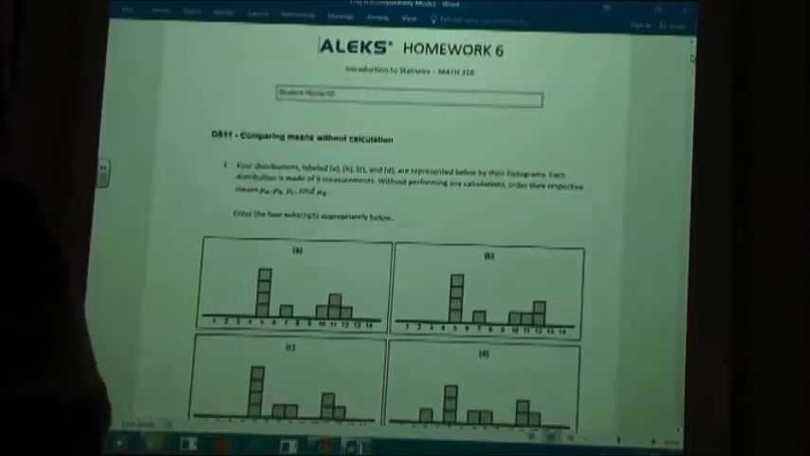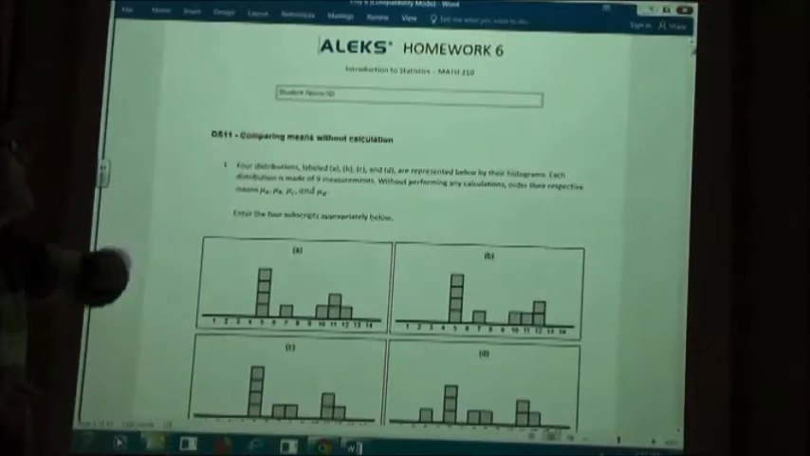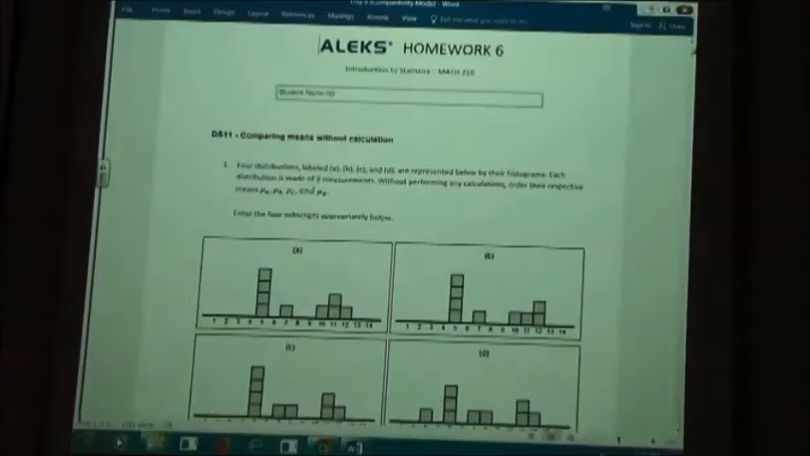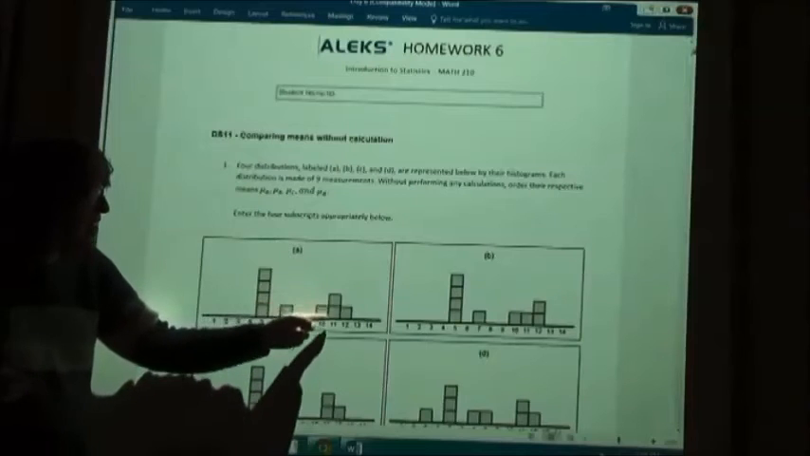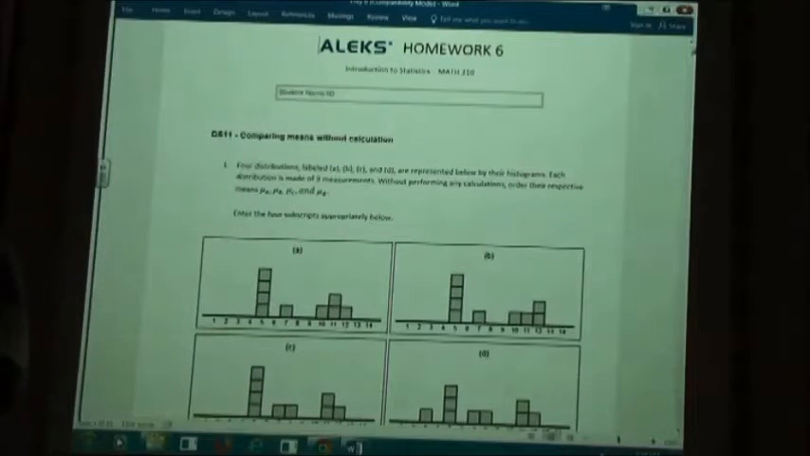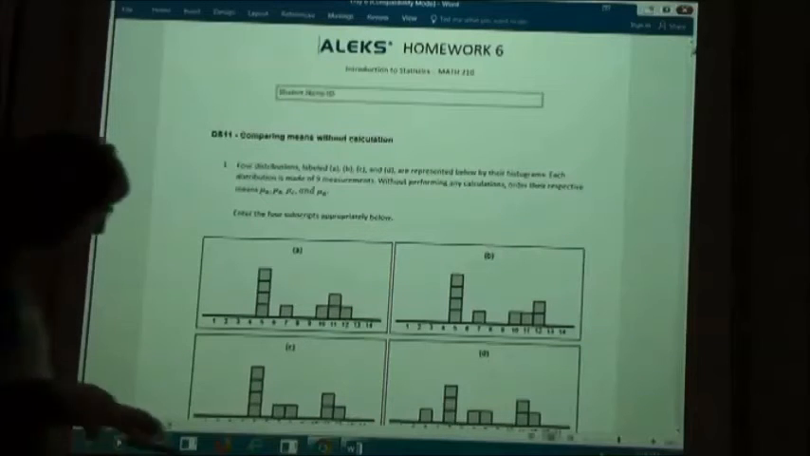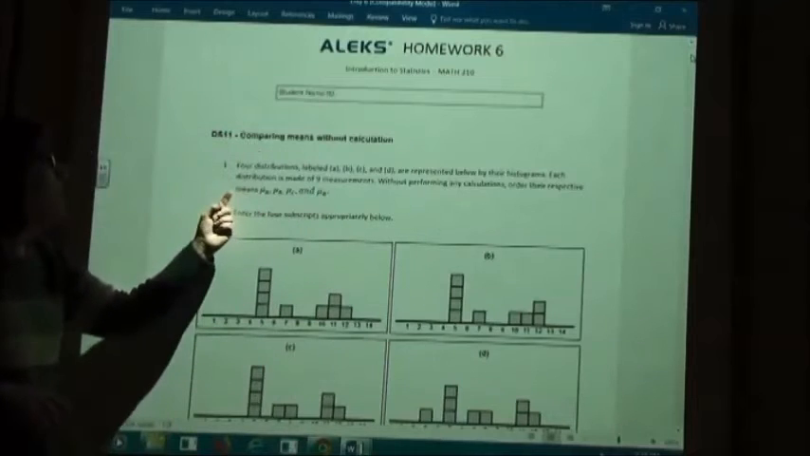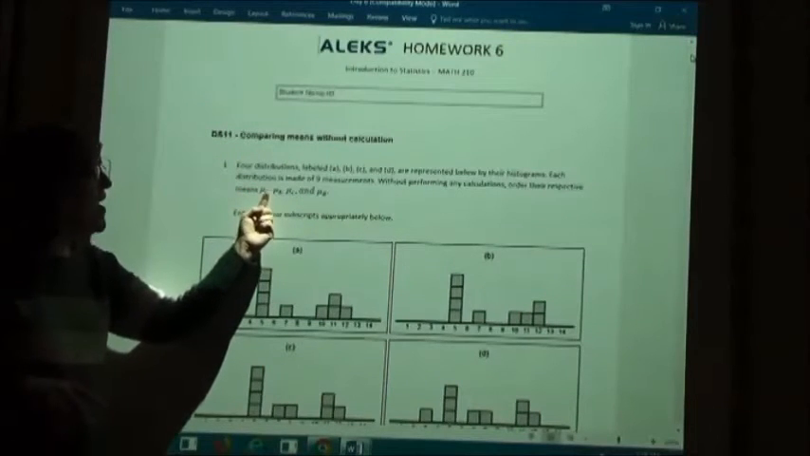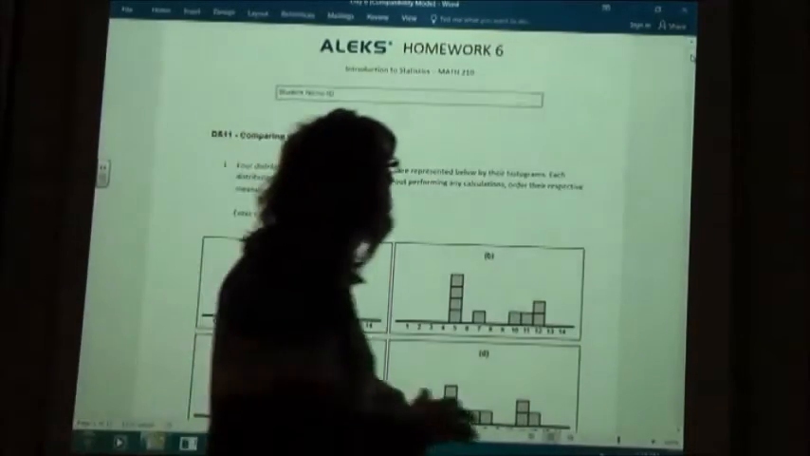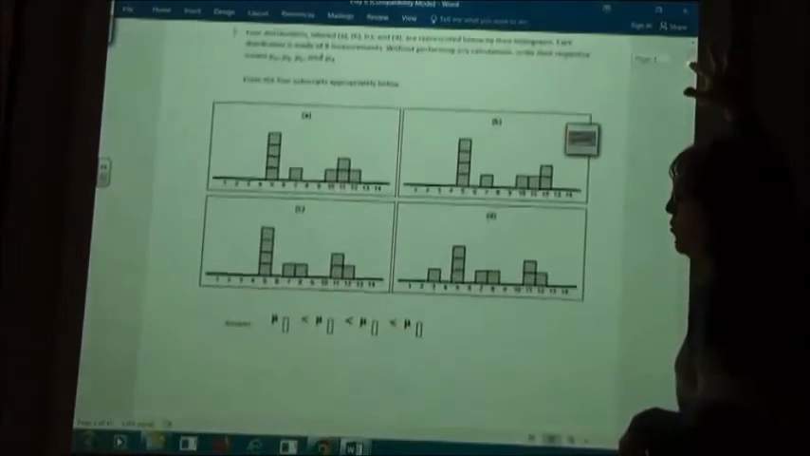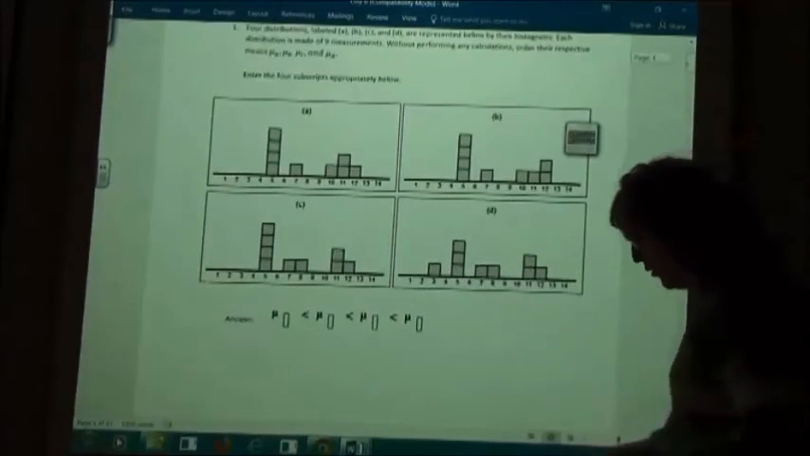All right, so homework 6 is telling you to compare the means without doing any calculation. You could take this picture here and we have 1, 2, 3, 4, 5s, a 7, a 10, 2 11s, and a 12, and I could add all that up and figure out what my mean is, but they want you to do it without doing the calculation. Want you to order them: the mean of A, the mean of B, the mean of C, the mean of D. Those little subscripts tell you which mean you're going to do. So we're going to put them in order from smallest to largest.